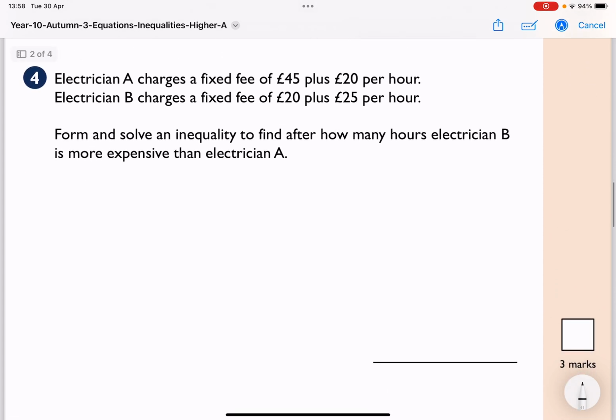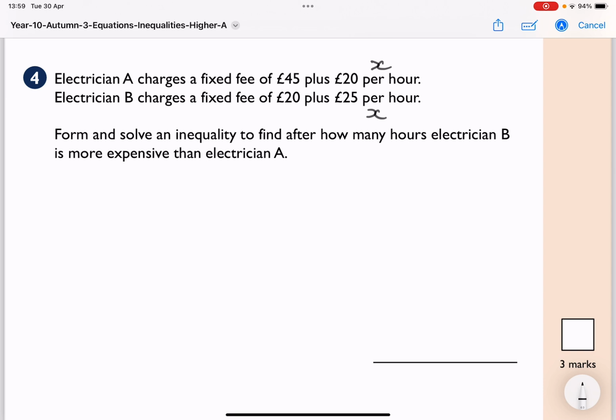Okay, and question 4, electrician A charges a fixed fee of £45 plus £20 per hour. Electrician B charges a fixed fee of £20 plus £25 an hour. Form and solve an inequality to find after how many hours electrician B is more expensive than electrician A. So, first of all, I need to use something for hours. You might say H, but I would usually use X. So per hour is going to be X.